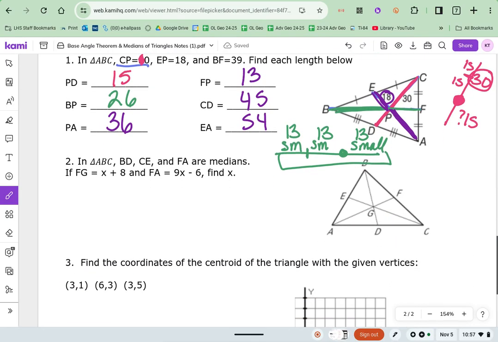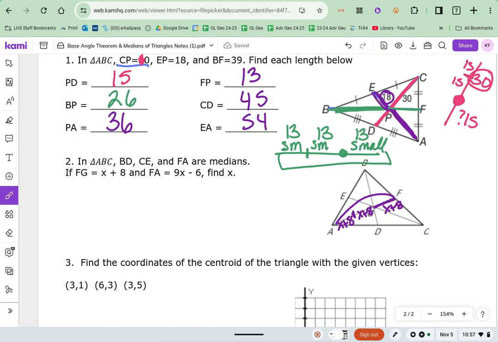All right, another example in this picture, BD, CE, and FA are all medians, so those are the long segments. We know FG is x plus 8, and FA is 9x minus 6, so find x. All right, so the relationship between FG and FA is that FG is a small piece and FA is the whole thing. So we know it's split into 3 little sections, right? So if FG is x plus 8, that means we'll have another little x plus 8 and another little x plus 8, because the large section of the median is 2 of the smaller ones.